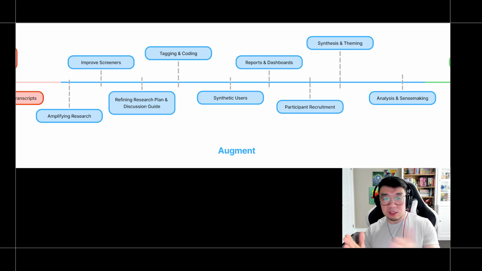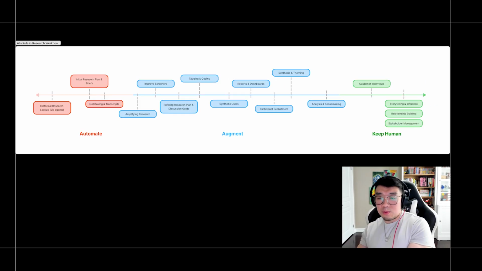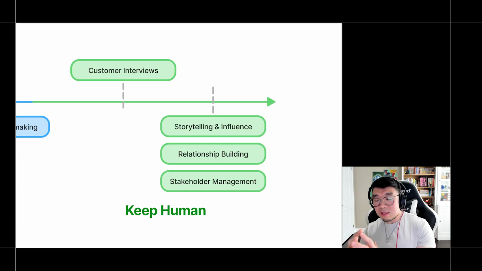And it goes in a spectrum. So going from left to right are things that are more AI, to the right is less AI, more human involvement. And then the far right and the green portion is what currently I'm calling keep human, just the things that we are still doing mostly.